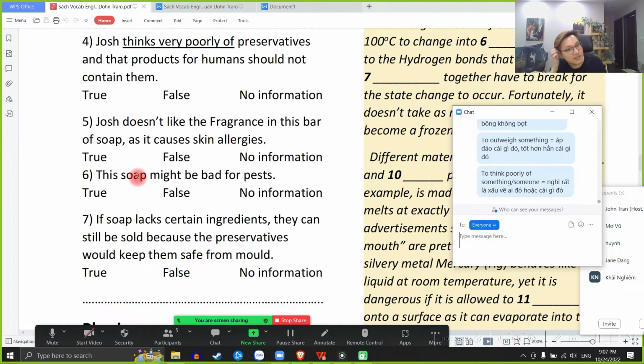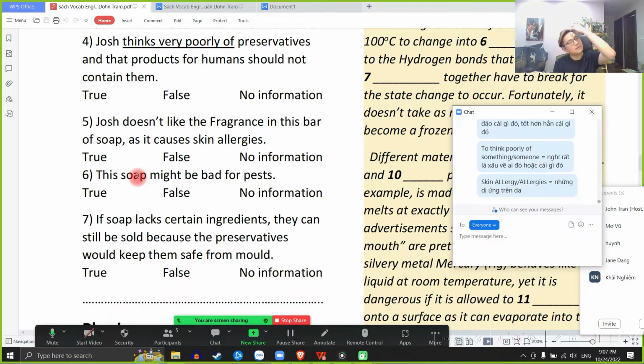Number 5. Josh doesn't like the fragrance in this bar of soap, as it causes skin allergy. Skin allergies, những dị ứng trên da. Nhiều khi là cái fragrance, cái hương á, nó gây ra dị ứng, kích ứng da các bạn. Sometimes the fragrance can cause skin allergy. Yeah. Thì Josh không có thích cái hương ở trong cái cục xà bông này, bởi vì nó gây ra dị ứng da. Number 6.